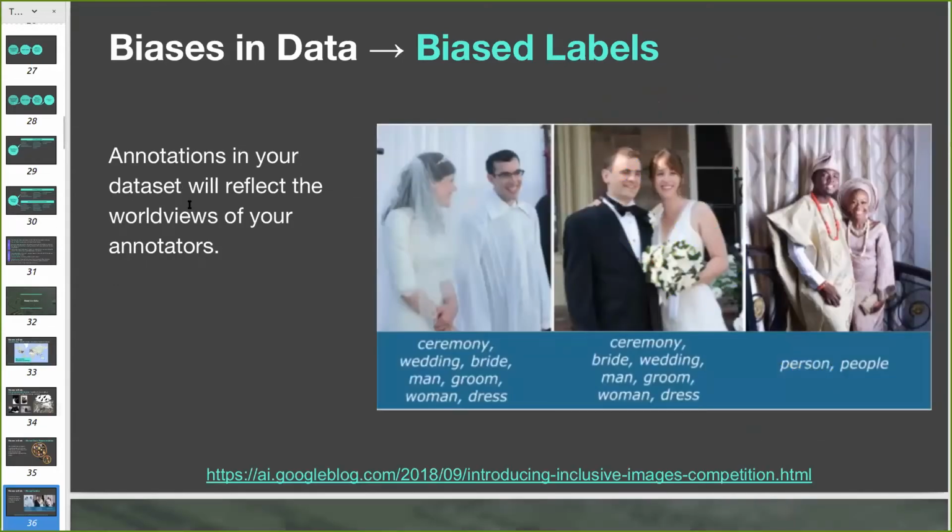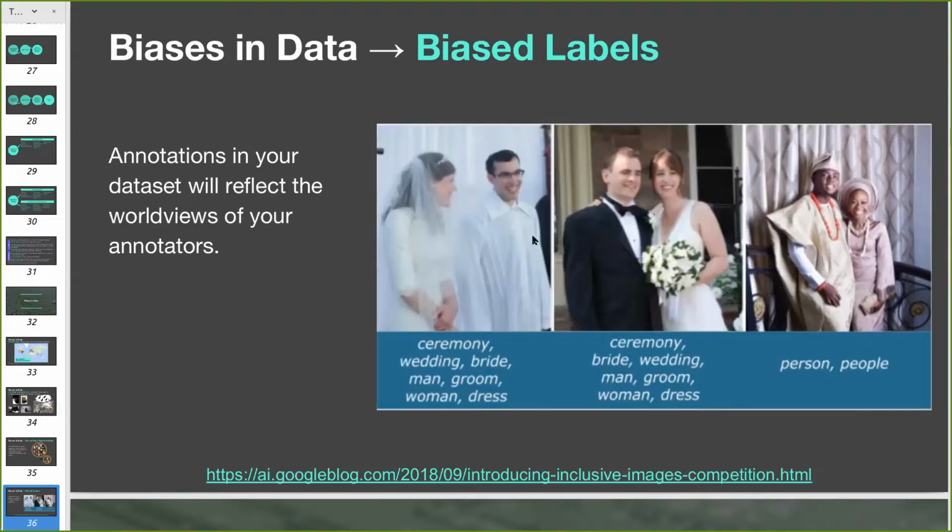So here's another bias that we could possibly have when it comes to annotation. Here's an example. We have three pictures put together. All of them are from a wedding ceremony, but depending on certain things that we can see in each of these images, they are being annotated differently. In the leftmost image, the labels that people have given are ceremony, wedding, bride, man, groom, woman, dress.